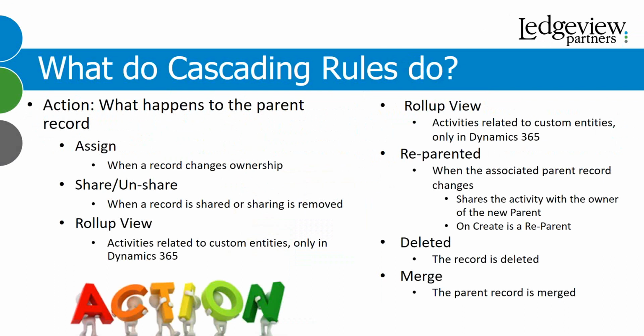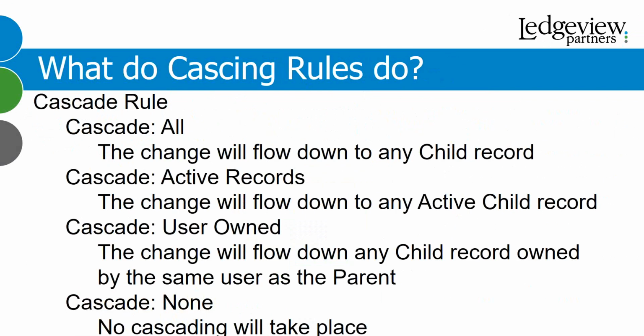And then delete is simply deleting a record. Merge, the parent record is merged with another record. So we have all these actions. Then what do the cascading rules do? So there's a few different items.